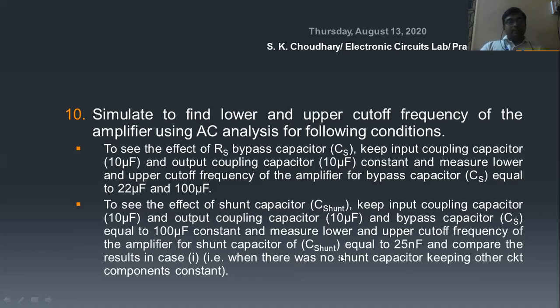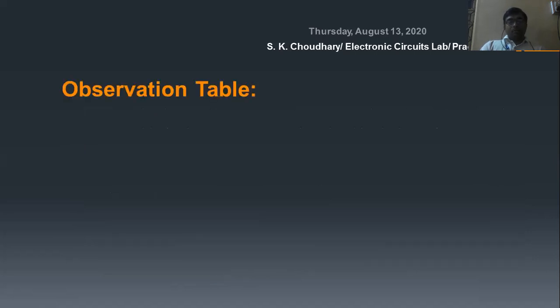For the shunt capacitor, it would be equal to 25 nanofarad, or maybe you can take 22 nanofarad. It depends upon the availability of the capacitor. And compare the results without shunt capacitor and with shunt capacitor. Okay. Now, before going to the calculation, we will first see the simulation.